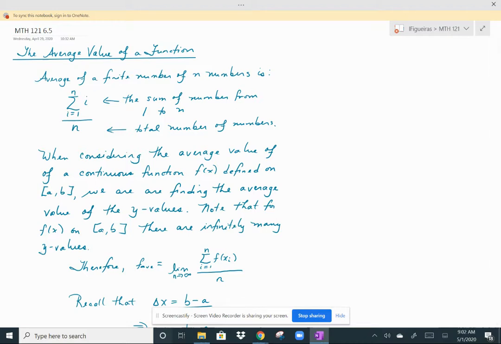But if you're considering a continuous function on a closed interval, even though it's on a closed interval, you have infinitely many function values on that closed interval. So it's not quite as straightforward as just adding some numbers and dividing by the number of numbers. But we can use what we know in order to come up with a definition.